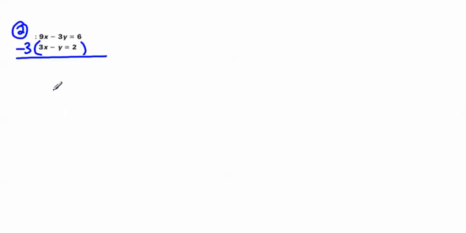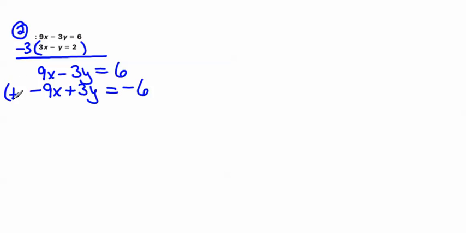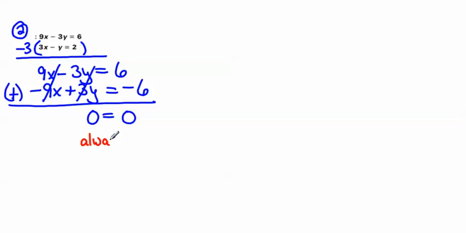If I rewrite the first equation, I'll have 9x minus 3y is equal to 6. And then when I multiply the bottom equation by negative 3, I get negative 9x plus 3y is equal to negative 6. When I add these two equations together, 9x minus 9x cancels, negative 3y plus 3y cancels, so I'm left with 0 on the left side, and 6 plus negative 6 is 0. This equation is always true. 0 is always equal to 0.